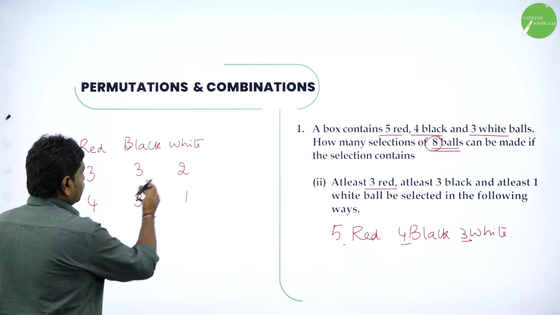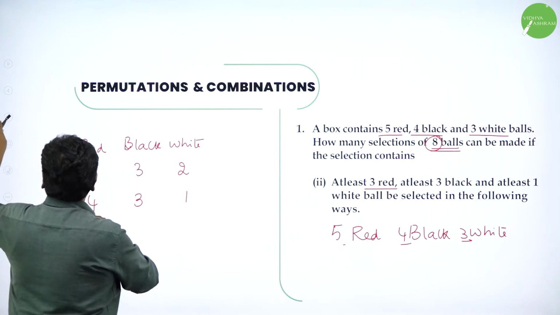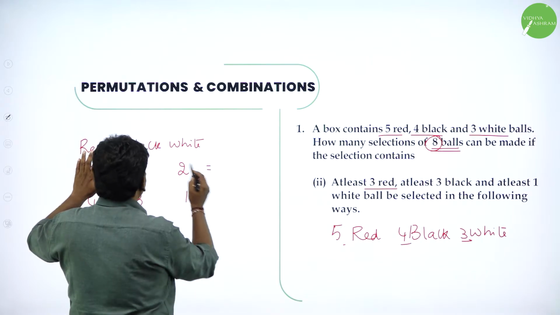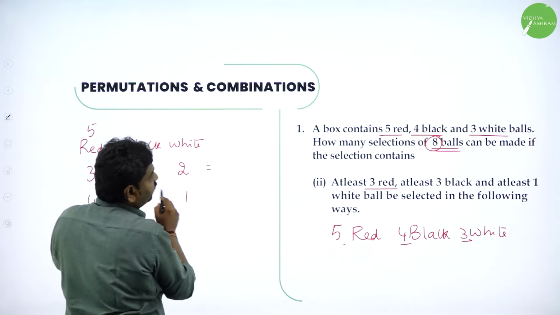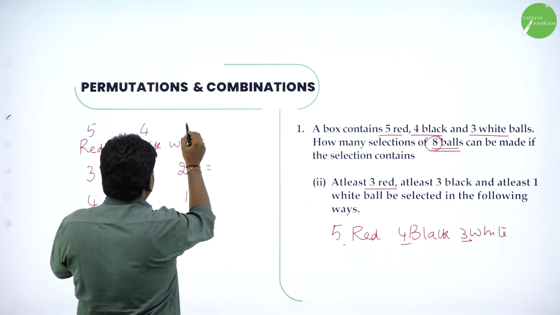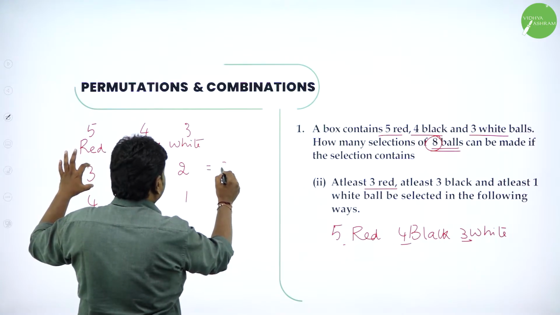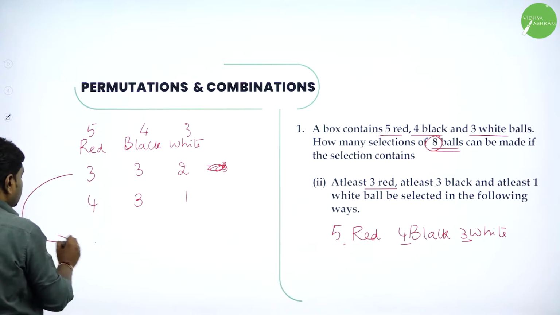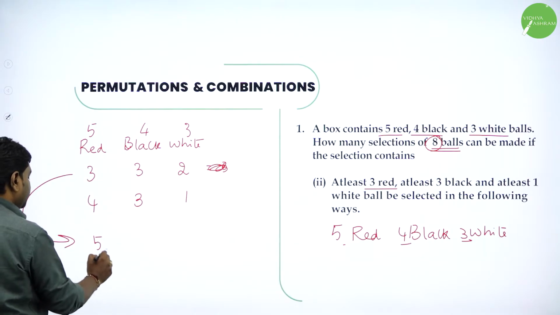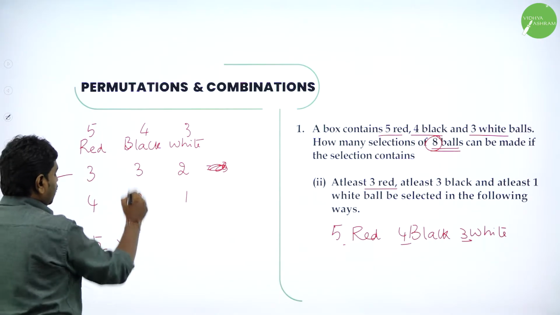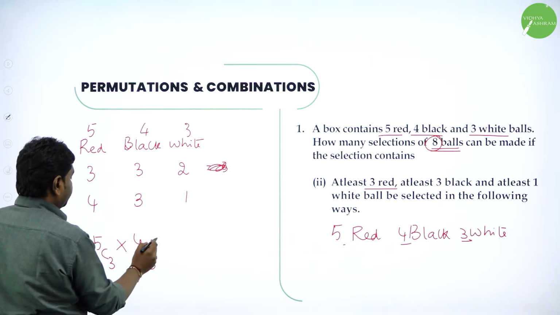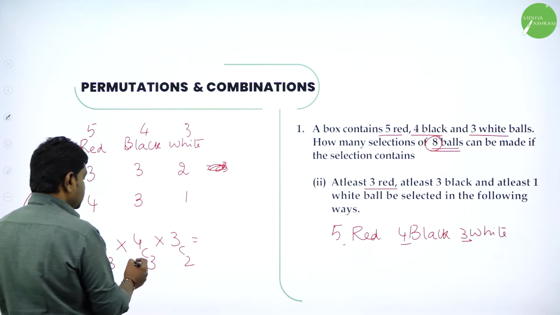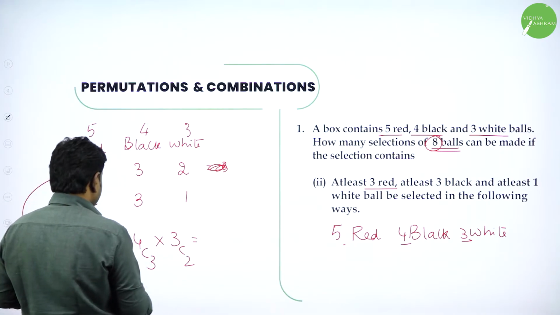Now for this, what is the format? 3 red balls you have to select. There are a total of 5 red balls, 4 black balls and 3 white balls. Out of 5 red, 3 reds can be selected in 5C3 ways, into 4C3 into 3C2. This is one combination. Simplify this and you will get a number.